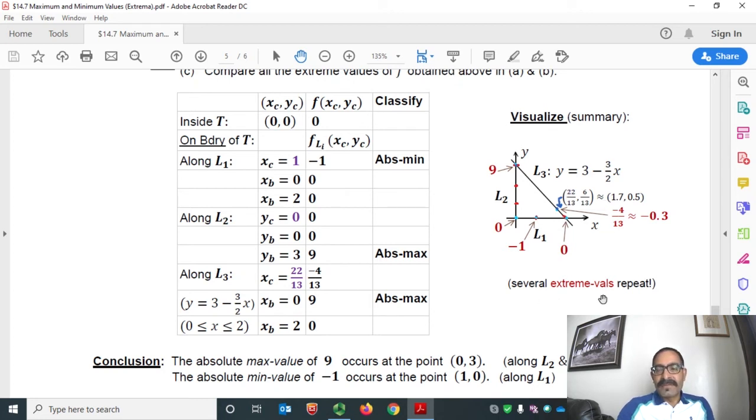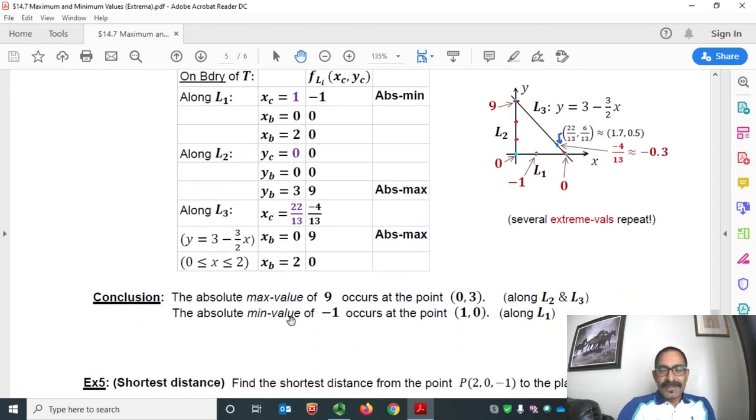So that means several extreme values repeat. Then by looking at this chart, the smallest value is -1, so this is the absolute minimum, which occurs at this point here, -1 at the point (1, 0), and the absolute maximum occurs at the endpoint along L2 and along L3, at (0, 3). I hope this makes sense to you all.